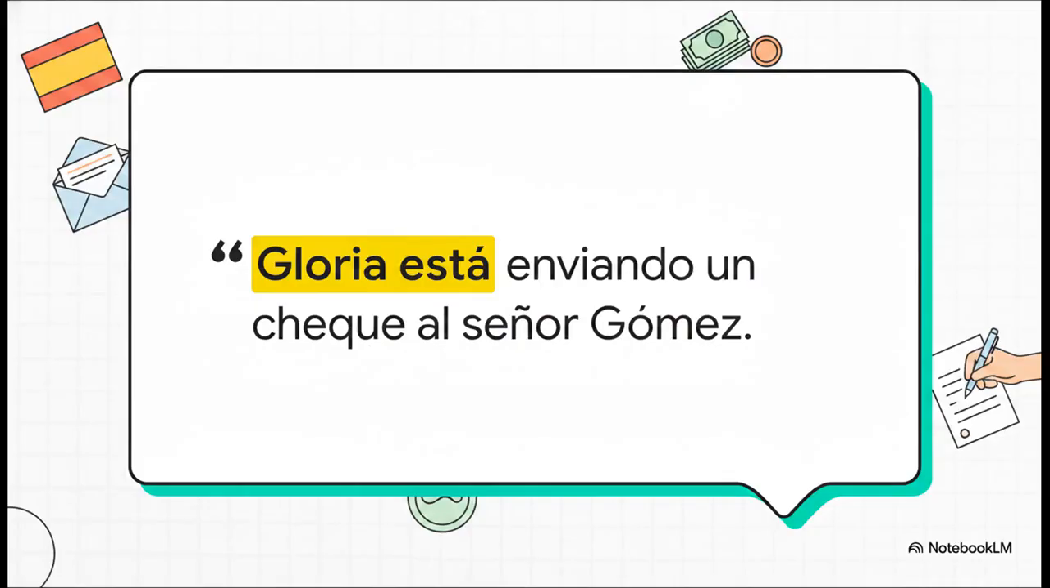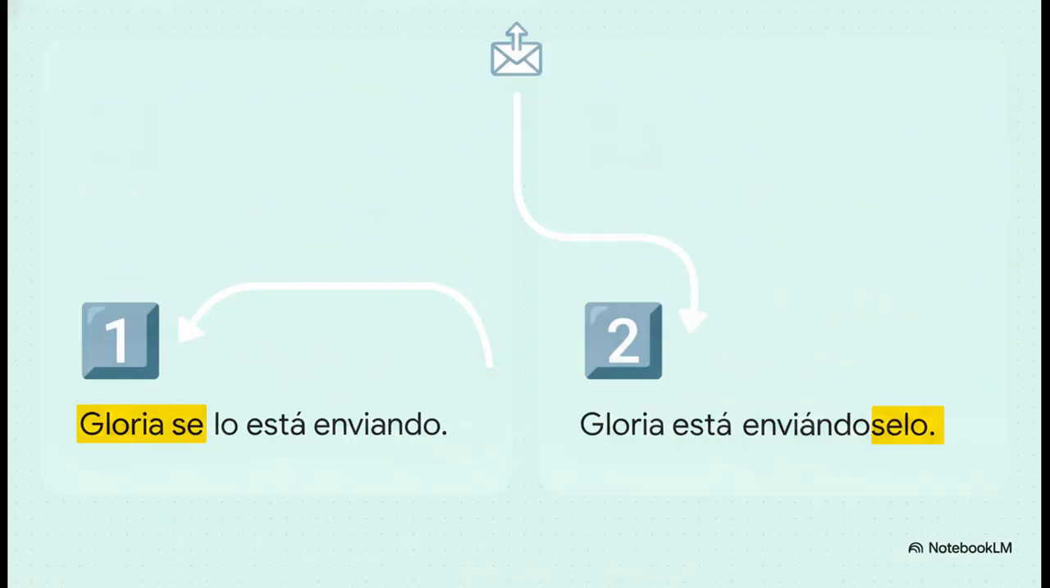And this brilliantly illustrates our final point about placement flexibility, especially when we're dealing with ongoing actions. Take a look at this slightly longer sentence from the manual. Gloria está enviando un cheque al señor Gómez. Gloria is sending a check to Mr. Gómez. We've got our indirect object, Mr. Gómez, which is le, and our direct object, the check, which is lo. Now, because we're using an ongoing action, the gerund enviando, we're sending, Spanish grammar actually gives us an amazing choice.